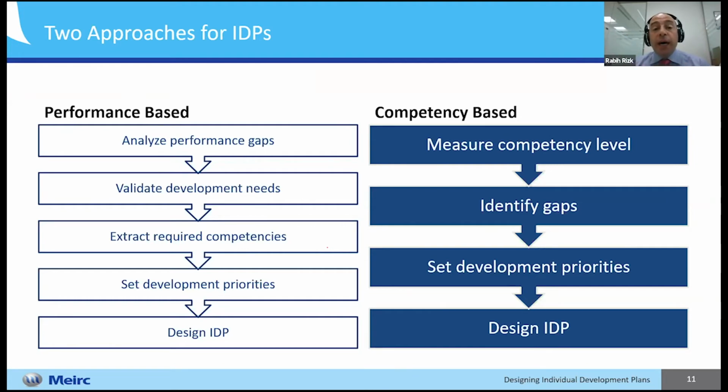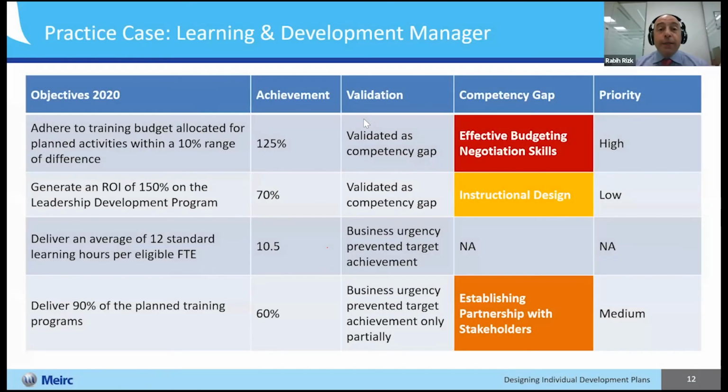And by maturity, I really mean how well the mindset of IDPs is there, what level of learning organization you have reached, and how cooperative and competent the line managers are in writing those individual development plans. So my first example is going to be a performance-based example for a learning and development manager. And I took a part of his or her objectives that have been assigned in 2020.